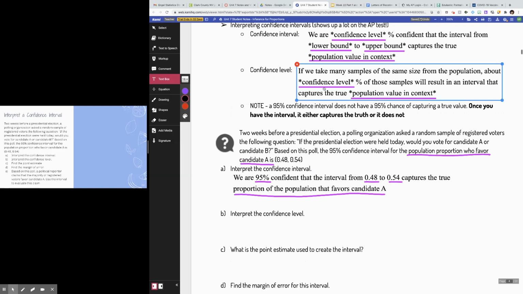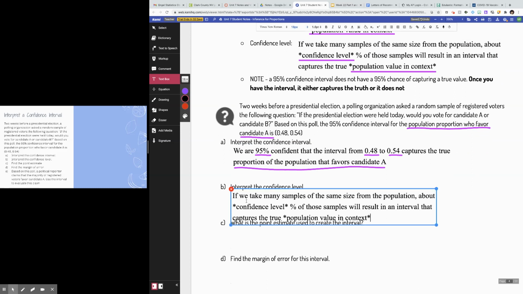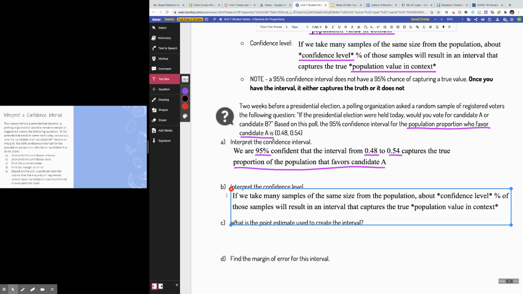Then part B says interpret the confidence level. So I'm going to take my already written interpretation and extend this a little bit. If we take many samples of the same size from the population, about, and again, I have my confidence level, so about 95% of those samples will result in an interval that captures the true, and then just repeat what you just said, the true proportion of the population that favors candidate A.